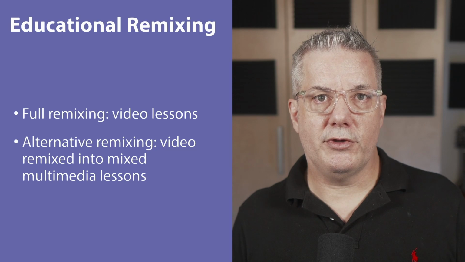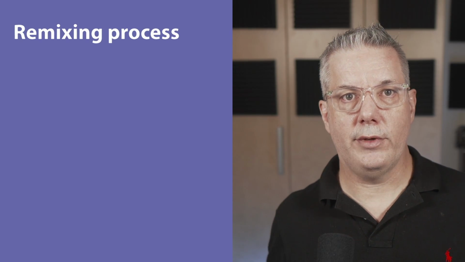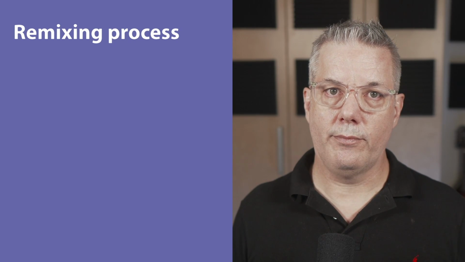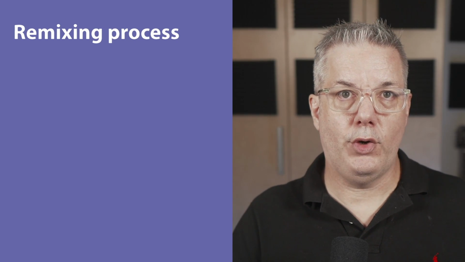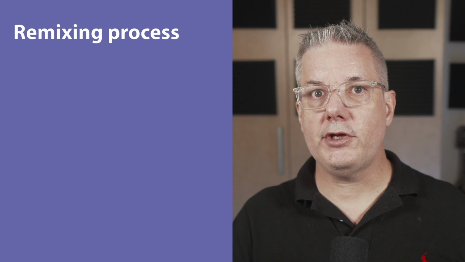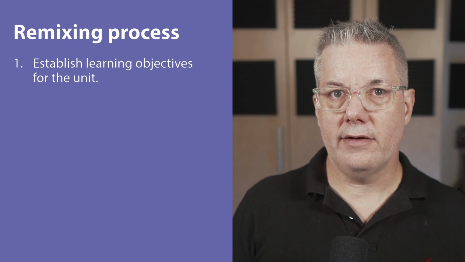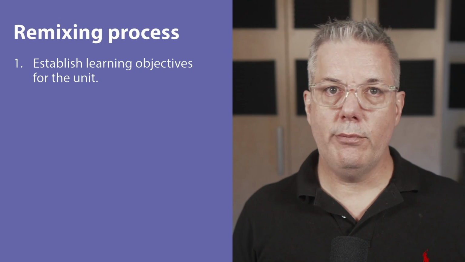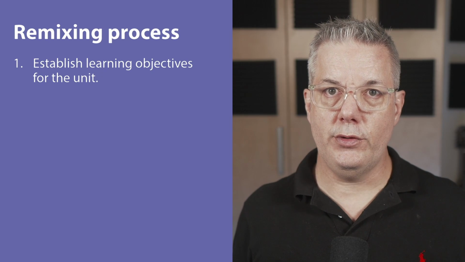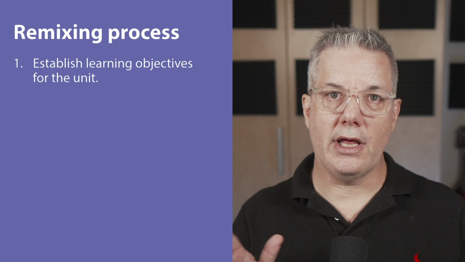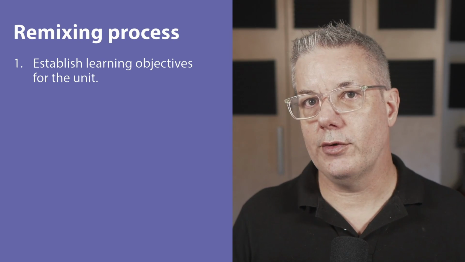All of this may seem a bit abstract, so let's walk through the practical process for full remixing into a video lesson. These steps are also included in the downloadable guide to educational remixing that's linked in the description below this video. This is a 5-step process. The first is to establish learning objectives for the unit that you want to remix. Now, you probably already have learning objectives for your course, and you may also have learning objectives for the individual units. But you may need to refine or revise your learning objectives in order to align them with the remixed video lesson that you're about to create.